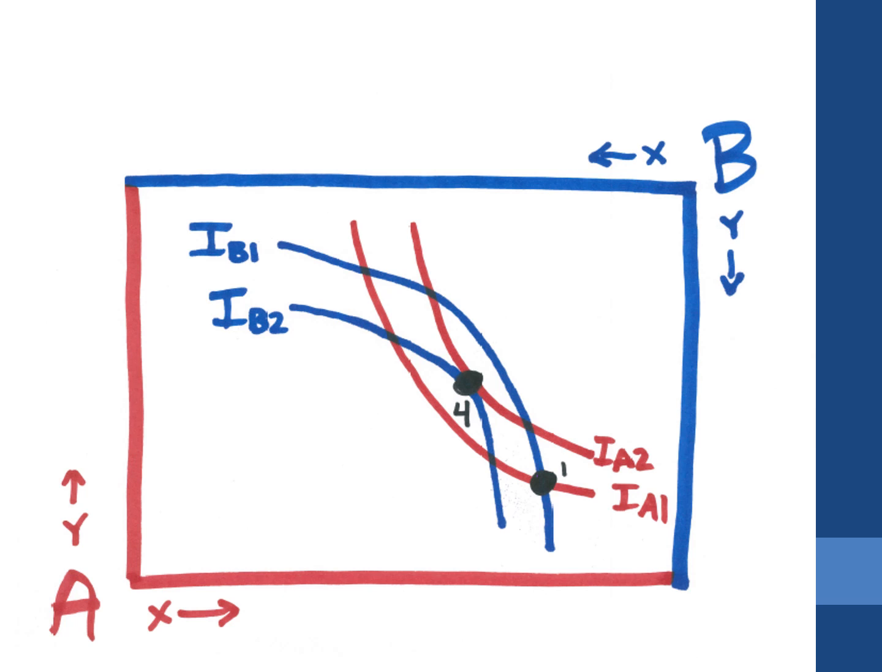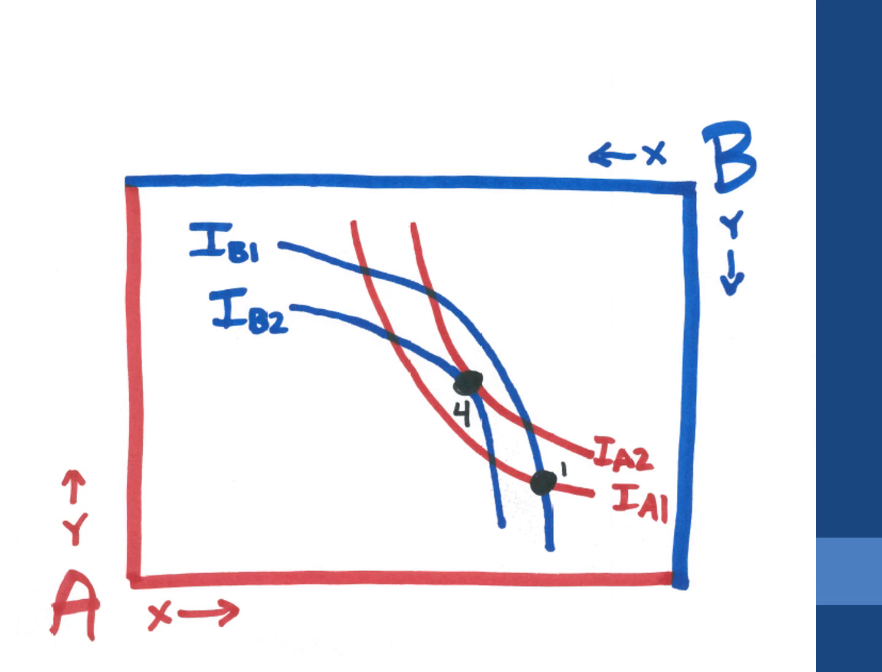Now, how is point 4 a Pareto improvement from point 1? Well, both person A's indifference curve moved out and person B's indifference curve moved out. So both of them have increased their utility in this case as both of their indifference curves have moved out. They've moved out in this case such that both of their indifference curves have the same slope and there is a point of tangency, and so we have a Pareto efficient state of the world.